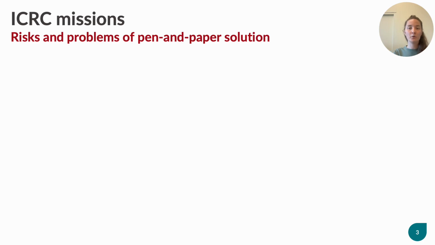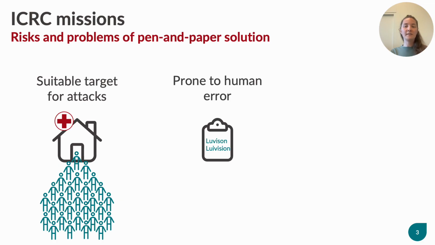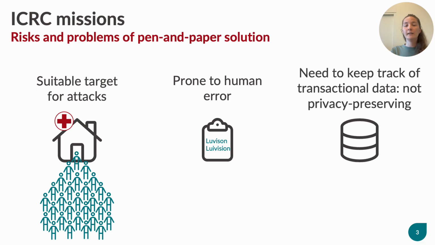However, the aid distribution process relies on pen and paper, which comes with several issues. First, using pen and paper to register people and allocate them a certain amount of cash or goods means the process is slow. People are gathered at the same place while waiting, which makes the place a suitable target for attacks. Second, the process mainly relies on humans, and mistakes are easy to make. And finally, the RCRC needs to keep track of the allocation in case of monthly distribution or transactional data in case of cash distribution, which is really not privacy preserving.